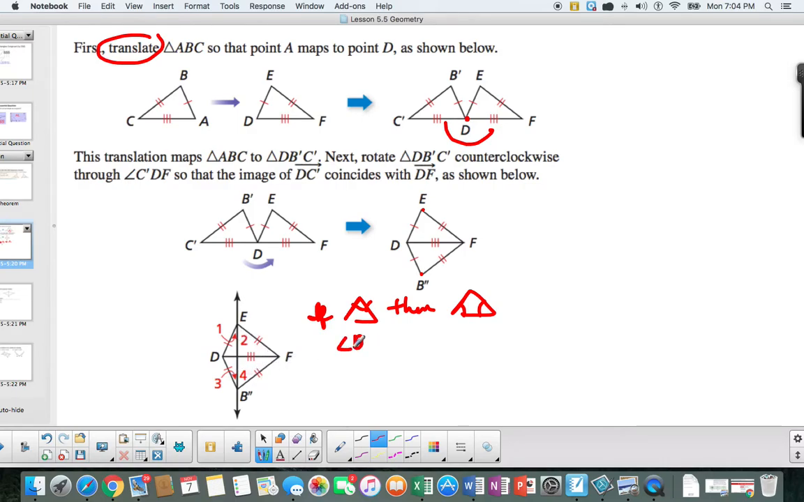So angle DEF will be congruent to angle DB double prime F. So we're going to get this whole angle here to be congruent to this whole angle here, which will force these two triangles to be congruent by SAS, because they have a pair of sides, a pair of angles, and a pair of sides. And we know side angle side does have rigid motion to map onto it. So we know that this triangle will be congruent to this triangle by SAS.